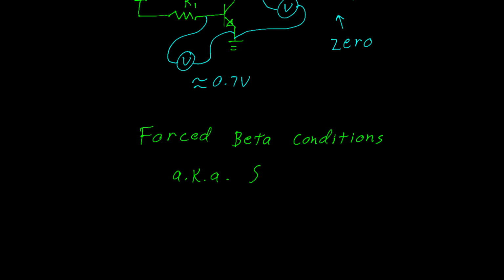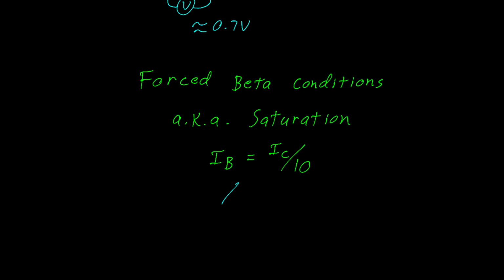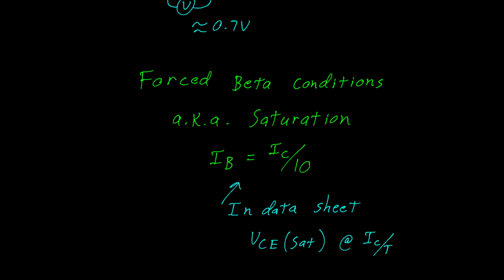For forced beta operation, we assume that the current on the base is equal to the collector current divided by 10. You see this in the data sheets occasionally, where the volts collector to emitter in saturation is measured at IC divided by IB equal 10.